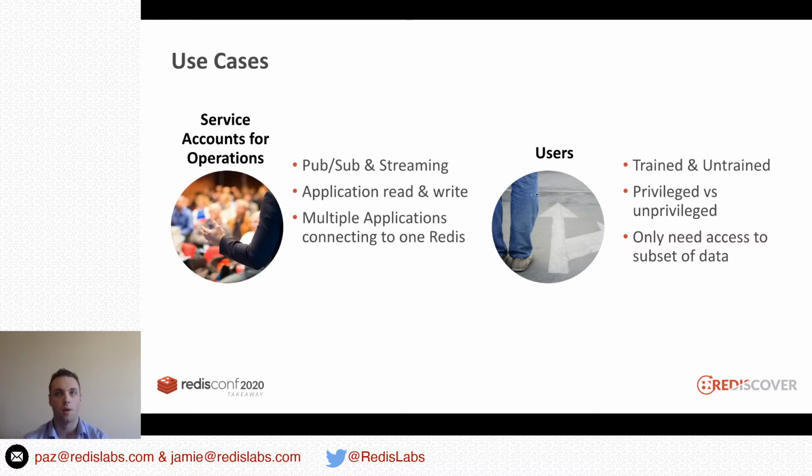You can also have the same thing with an application use case, or multiple applications connecting to one. For example, say you have a primary database, Redis, and several applications that use it. Well, this can help you restrict the access to only what the applications need. You can also now have users here, and you can have privileged and unprivileged users, and users who only need access to a small subset of data.